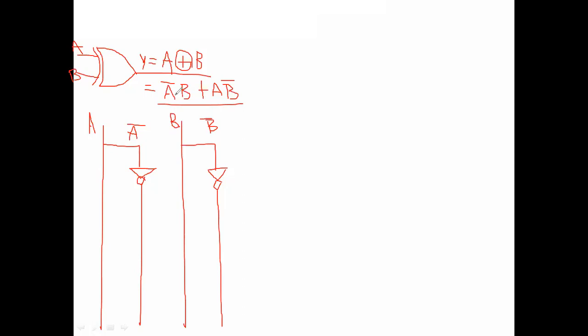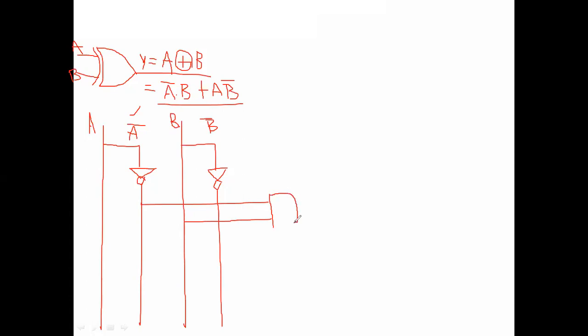In A bar B, in between these two there is a dot symbol. Whenever a dot is there, which gate is used? AND gate is used. Whenever A bar dot B, for that we use an AND gate. So what are the inputs? A bar means this line, A bar. So put a dot mark here. Next, dot B, so another input is B.